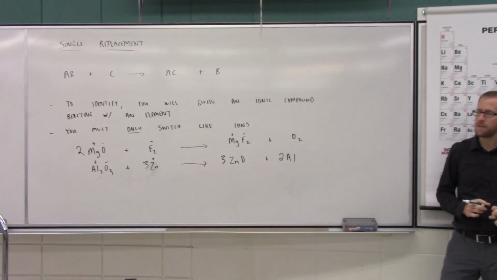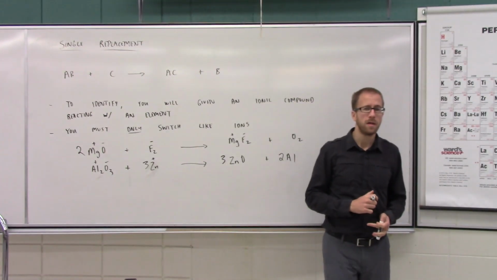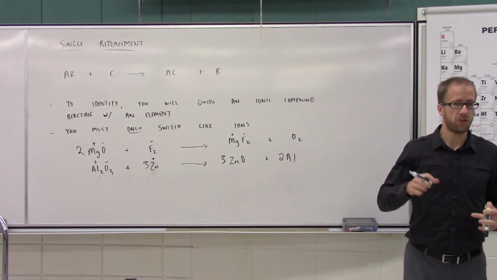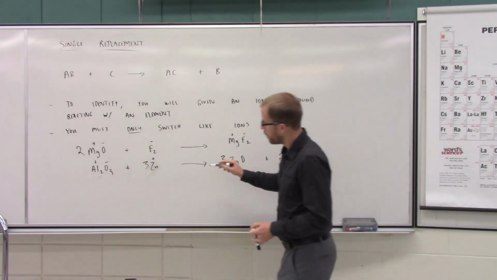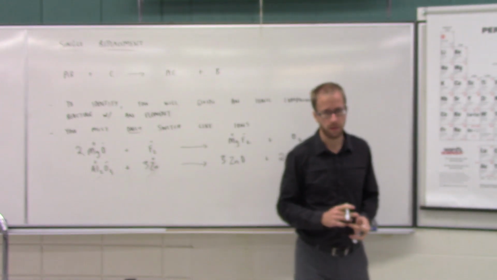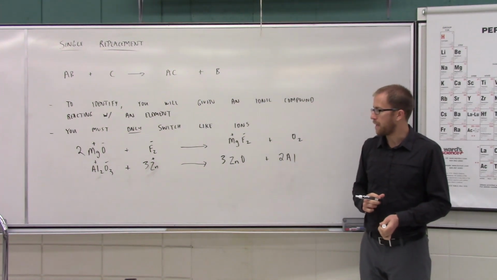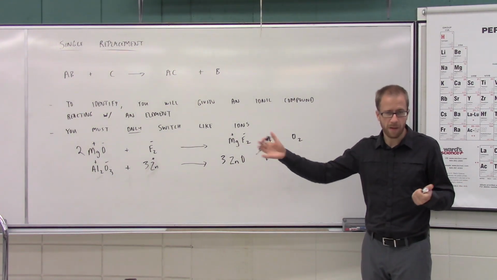Okay, so again, with single replacement reactions, when you're predicting the products, switch like ions. And you always got to ask yourself, what charge does this element have here? But again, it'll always take the same form. You're going to have an ionic compound plus some element.